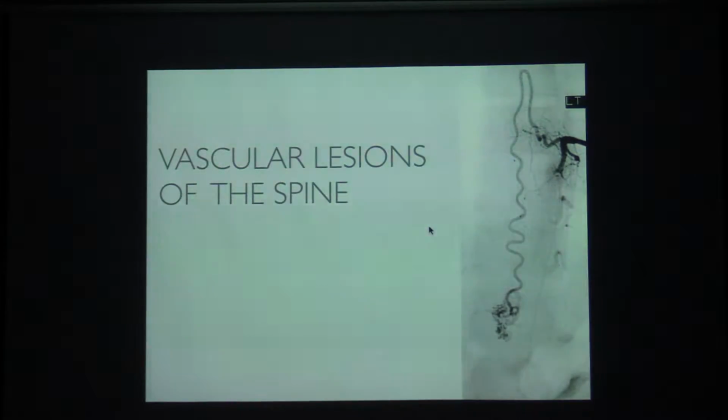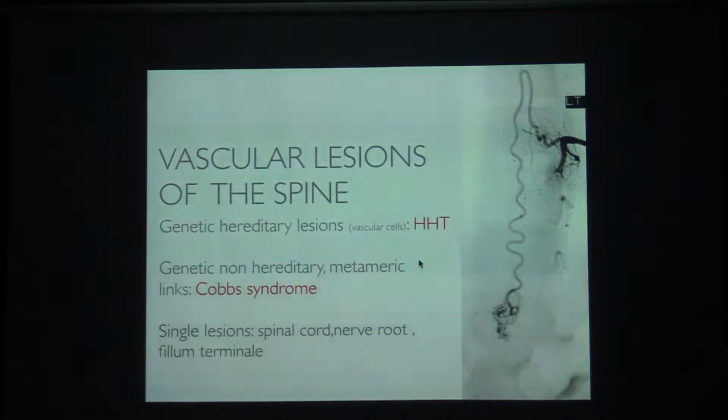So, lesions of the spine. It's a bit difficult and complicated, and you have all kinds of ways to separate the vascular malformations. Now I'm talking about vascular malformations of the spine. We can talk about genetic hereditary lesions, when we have a defect in the vascular cells like HHT, hereditary hemorrhagic telangiectasia. Those people will have brain AVMs, and they have those things on the membranes of the mouth and the nose, and they can have lung AVMs, and it's all over. There's something wrong with their vascular cells.